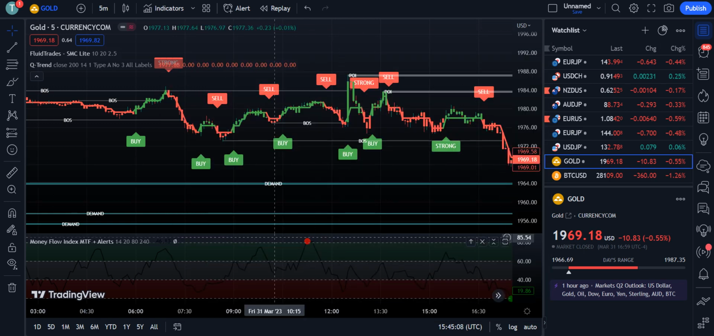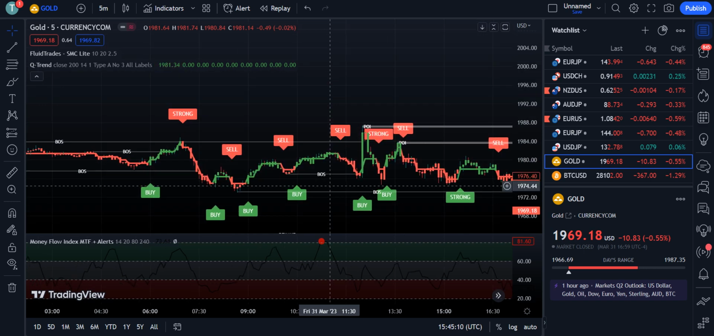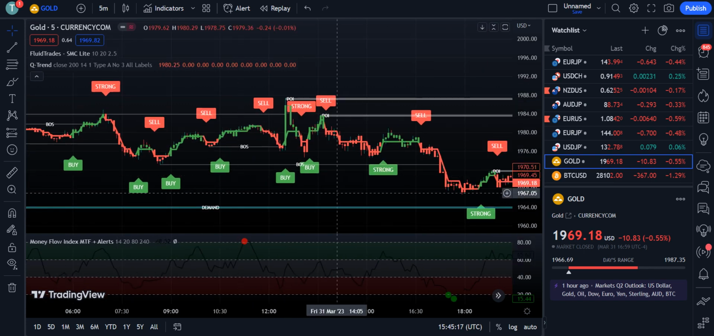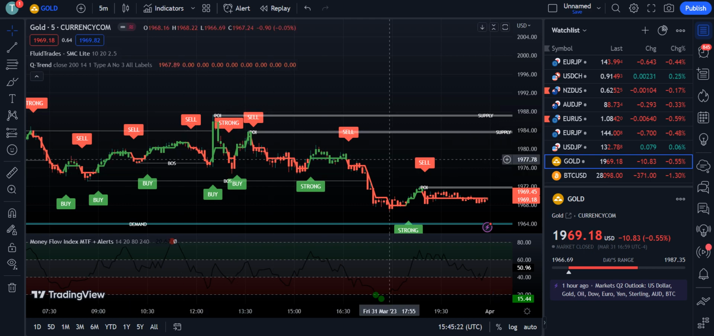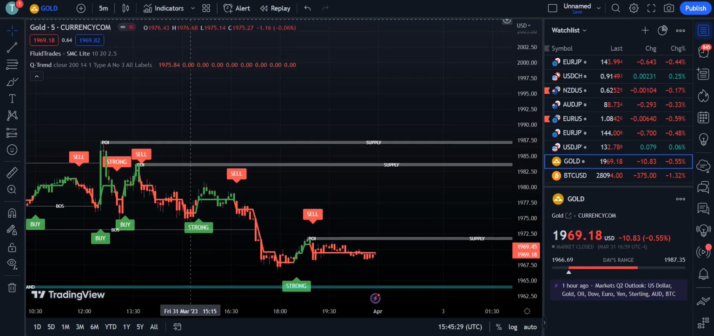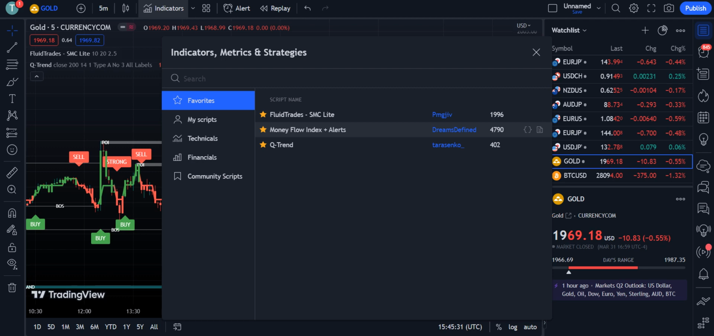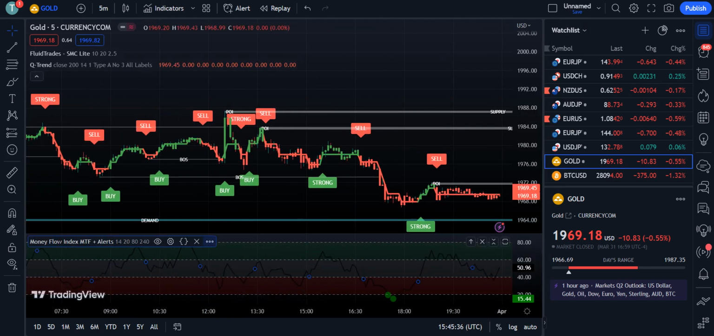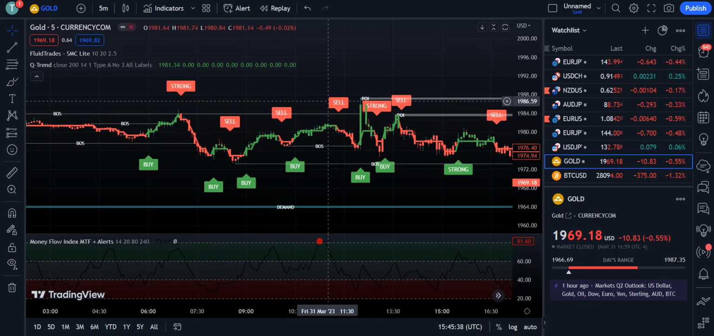Now all of the indicators are applied here, and you can see that we have got some signals which are buy and strong, and some signals are sell and strong. And one more thing, I think we have to add this Money Flow Index again here in this chart. I want to tell you how to use it for your buy and sell signals.